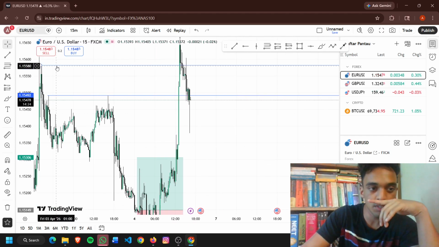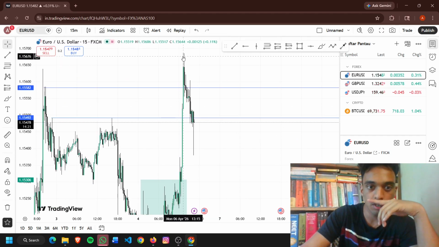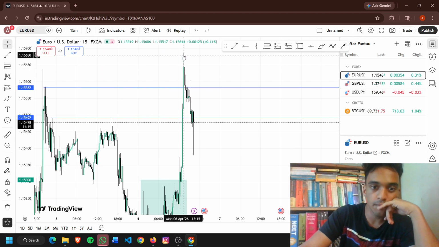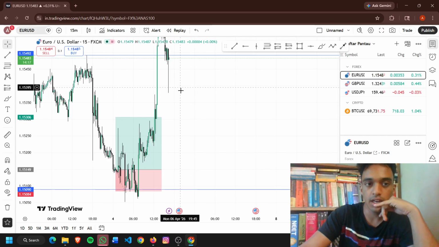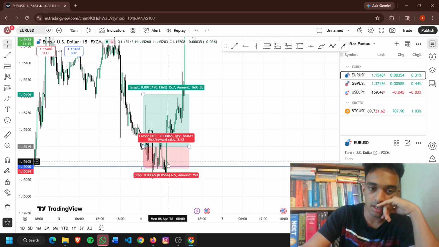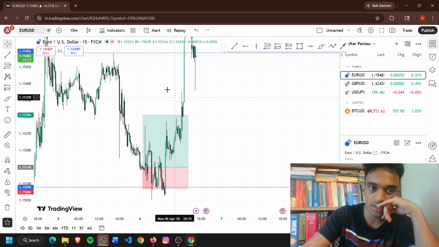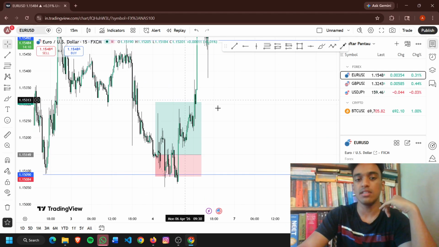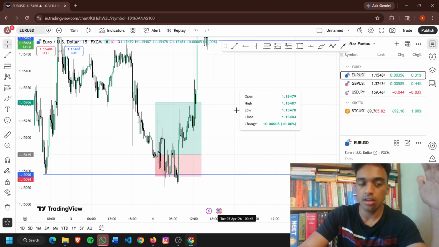A similar thing happened here. This was a previous day high. They broke the structure up and then started to move down. Wherever the next liquidity lies, in highs and lows, that is where the market moves.